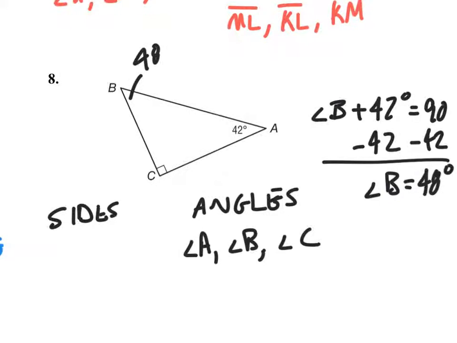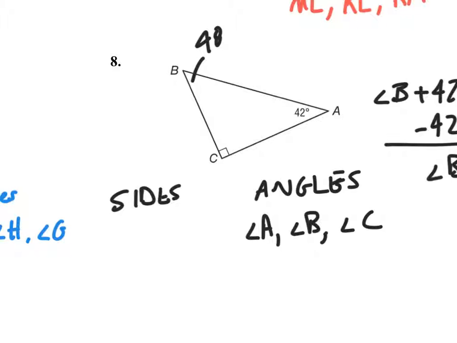If we were to translate that to the side lengths, my sides go from segment CB, because it's across from my smallest angle. CB is my smallest. My next smallest is going to be CA because it's across from my medium-sized angle. So that's segment CA. And then my largest side length is going to be BA because that's across from my 90-degree angle. So that's BA.